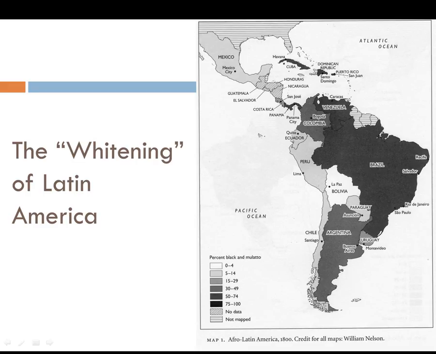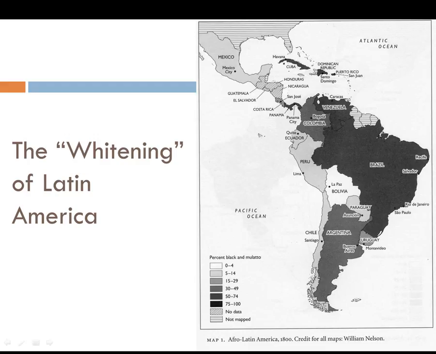Some countries have no data or they're not mapped. The U.S. is not mapped. Neither is Haiti or the Guyanas. And no data countries in certain years include Central America, and perhaps one of these countries here in Latin America will pop up that way. One thing that we should point out, and that relates to this, is that Latin America and the Caribbean has had a better history, at least in comparison to the U.S., of the integration of Africans and indigenous people into cultural heritage.